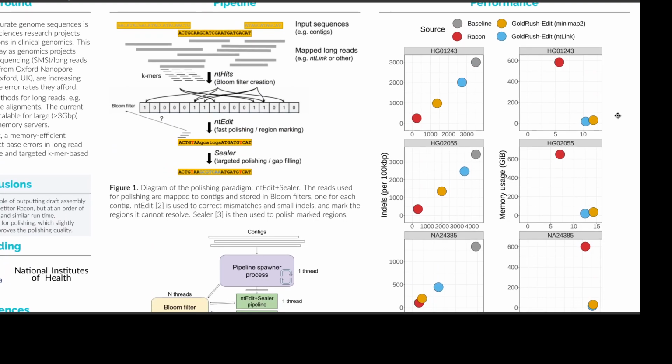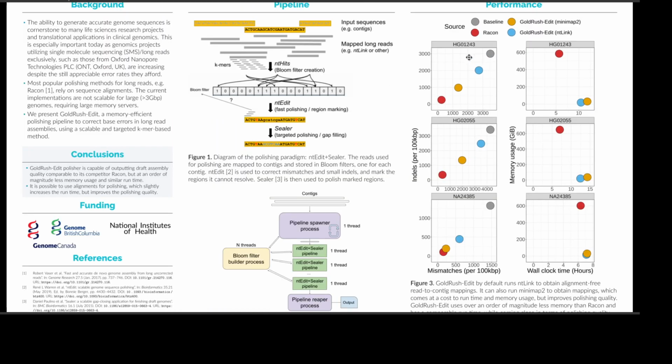So for results, on the left side we have the polishing quality plots, and on the right side we have resource usage plots. For the polishing quality, on the y-axis we have indels per 100 kilobase pairs, and on the x-axis we have mismatches per 100 kilobase pairs. We start with baseline, which is the gray circle, the genome assembly that is still unpolished. And then the blue circle is that assembly polished with GoldRush-Edit using ntLink mappings. So we have a decent improvement in quality.